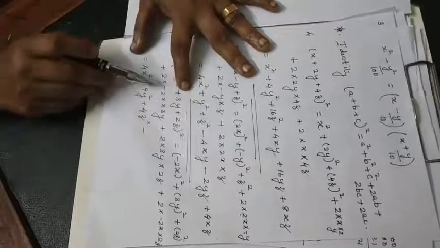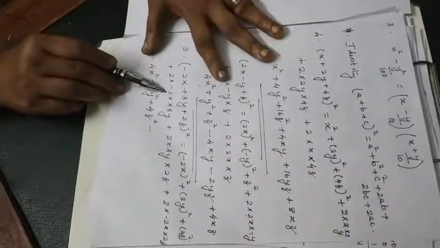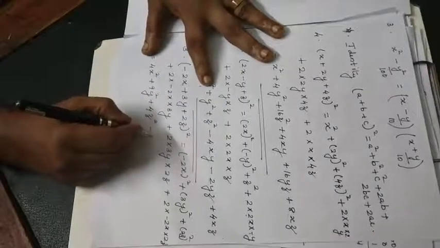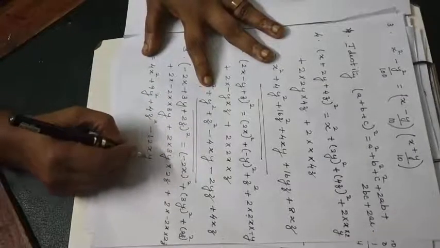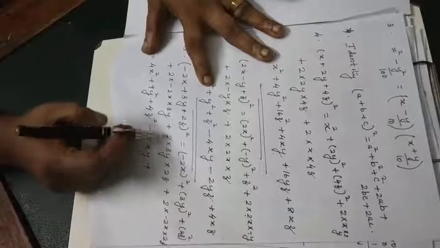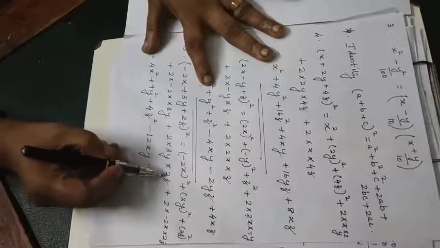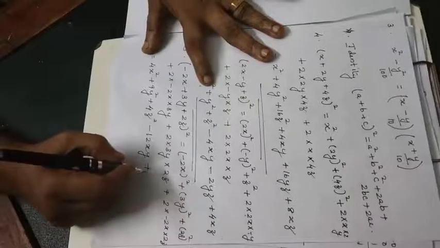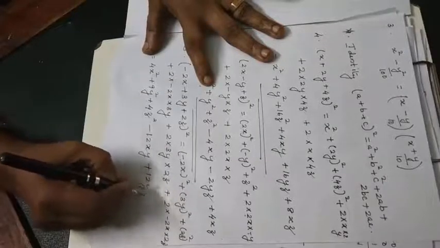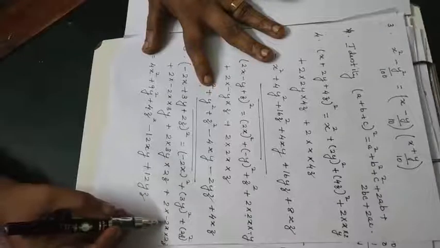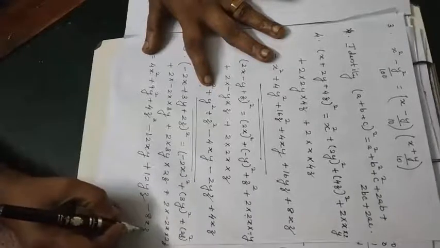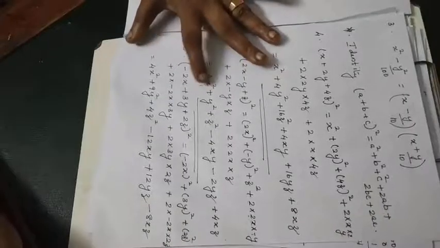Now look at here, 2 into negative 2, negative 4 into 3, that is negative 12xy, then 2 into 3 into 2, 2 3s are 6, 6 2s are 12yz. Now 2 into negative 2 into 2, negative 8xz. Okay.